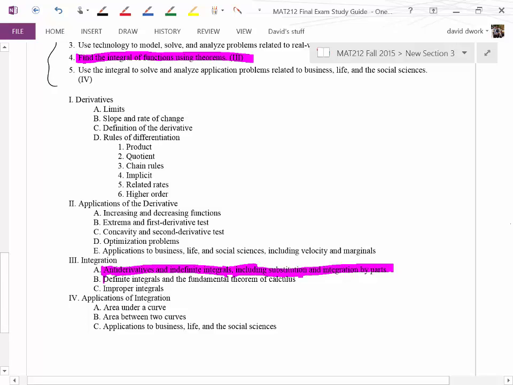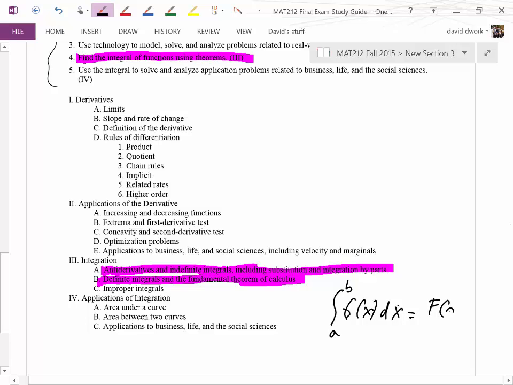Okay. Also, definite integrals and the fundamental theorem of calculus. So do you know how to not only find the antiderivative, but know how to evaluate it over some set of bounds? And do you know how to apply the fundamental theorem of calculus to that, which is the whole idea that the integral of f of x dx going from bounds of a to b is the antiderivative evaluated at b minus the antiderivative evaluated at a. That's your fundamental theorem of calculus.